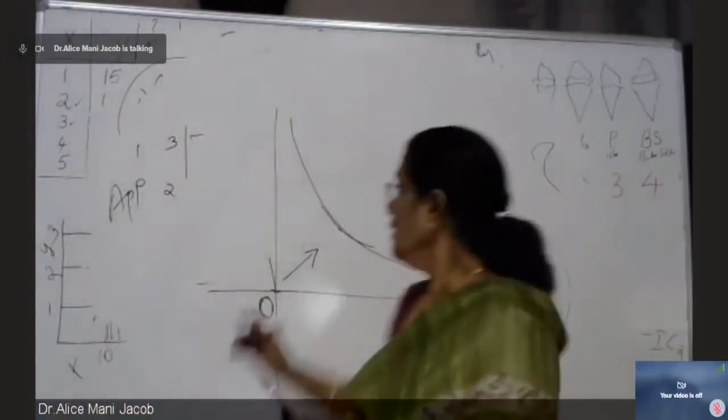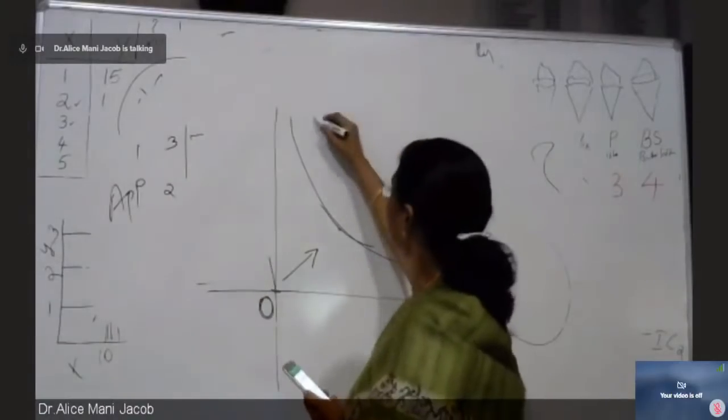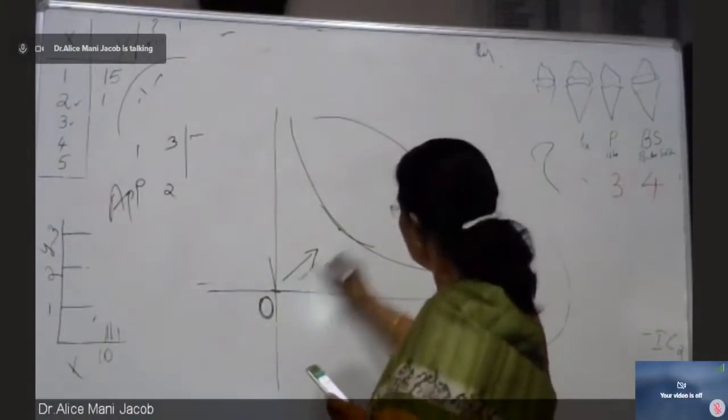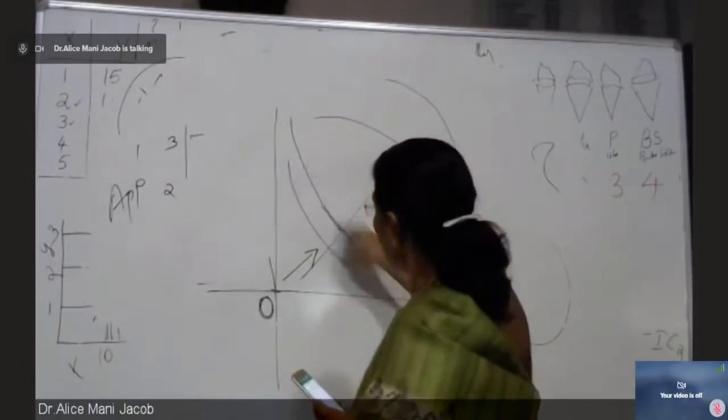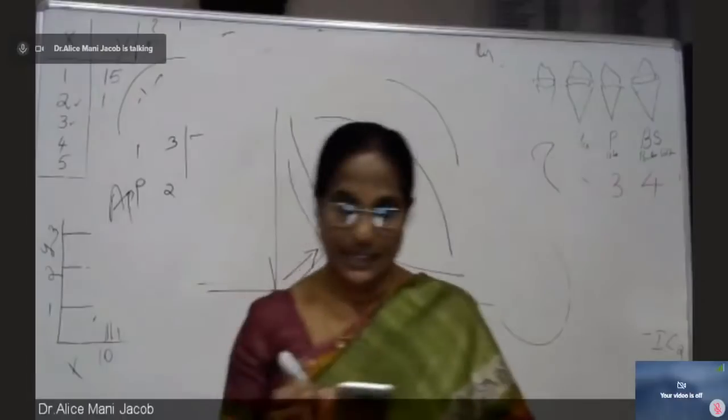That is the meaning. Now, what are the possibilities? This is concave to the origin. If you look from here, this is concave. Concave is like this, convex is like this. I hope it is clear.